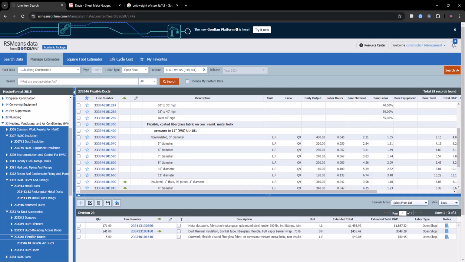All right, and then the rest of that you can just export into a report, and you get the cost for the ductwork system.